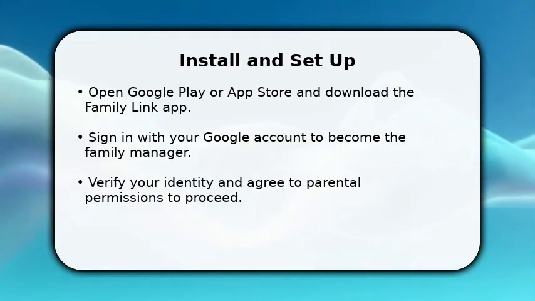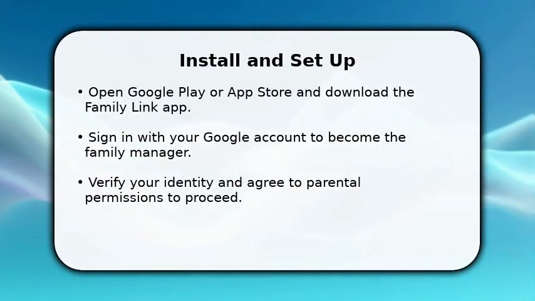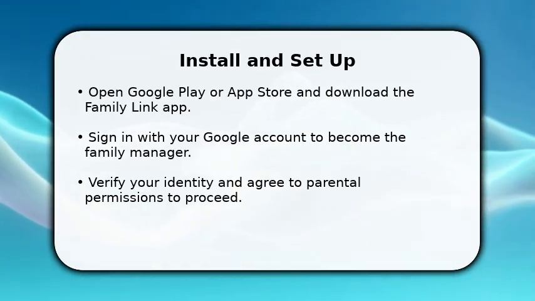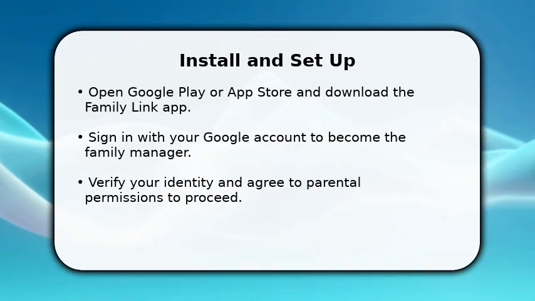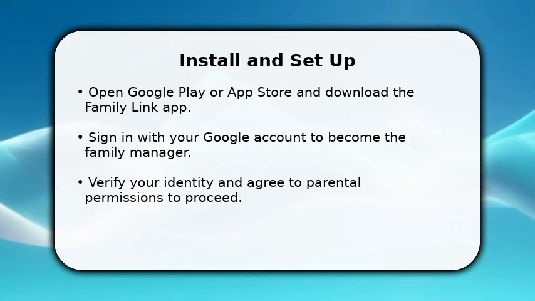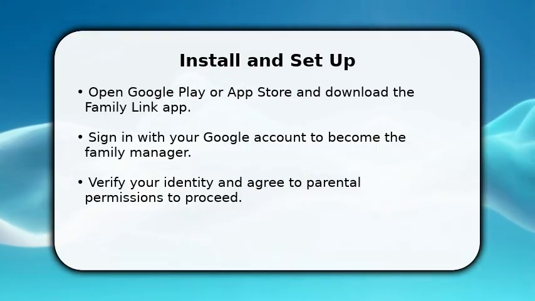Open Google Play or the App Store and download the Family Link app now. Launch the app and sign in with your Google account as the Family Manager. Follow the on-screen prompts to verify your identity and accept parental permissions for supervised accounts. Use the same Google account you want to manage family settings from.